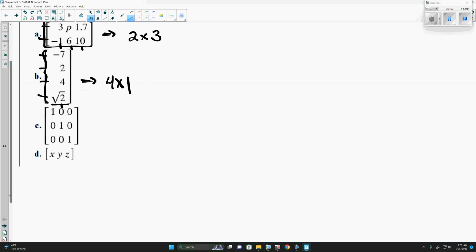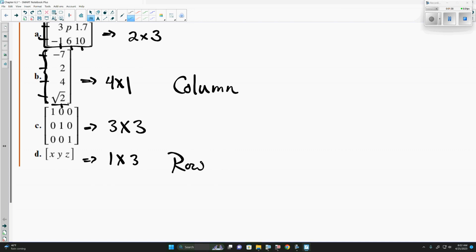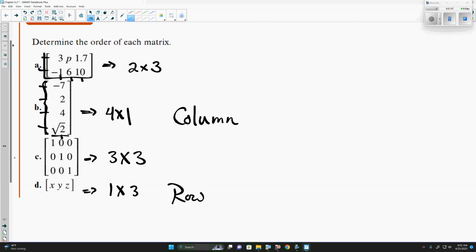Now the next one is indeed a 3 by 3. Specifically, we would call it a square matrix because the number of rows and columns are the same. The one before it would be considered a column matrix because it has exactly 1 column. And the last one is a 1 by 3, and this would be considered a row matrix because it has exactly 1 row. Any questions on any of these here?